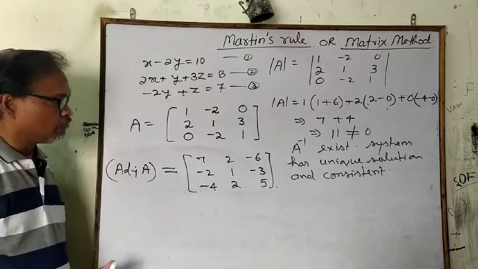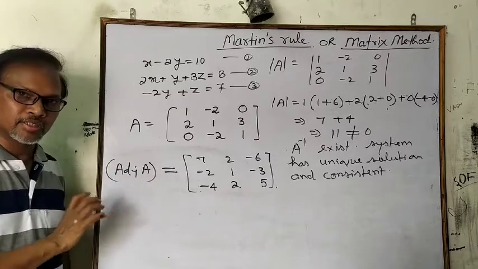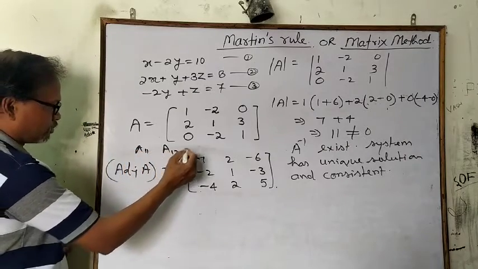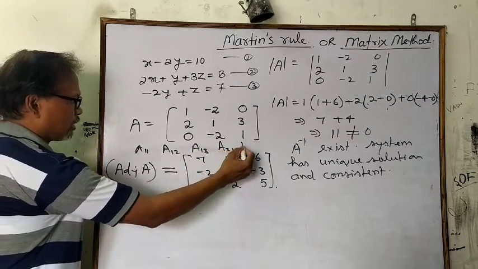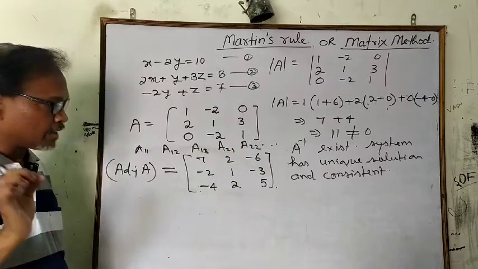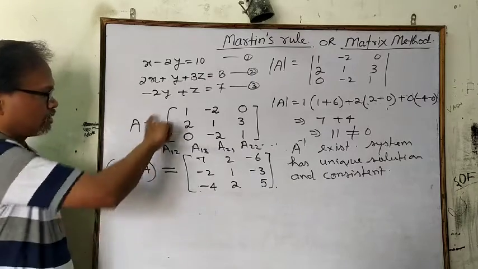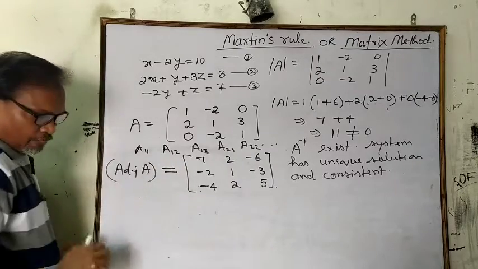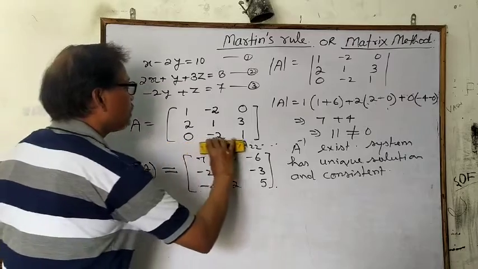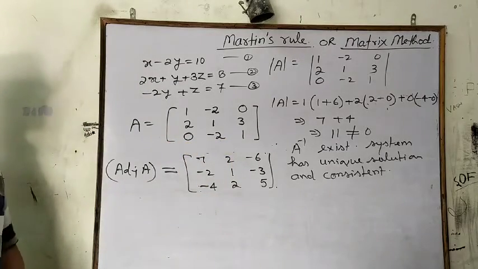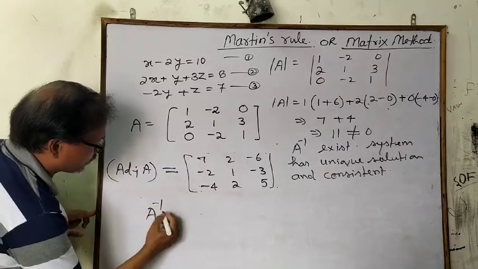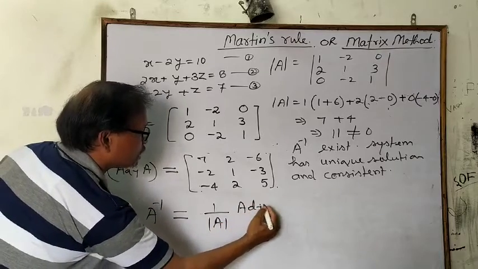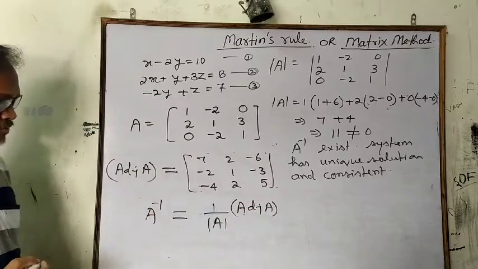Therefore be cautious when you find the cofactors of matrix A, like A11, A12, A13, A21, A22, similarly like this. So there are 9 elements in the matrix. So you will get the cofactors and then the adjoint of A. Thereafter you will find the inverse of the matrix A. How to find the inverse? By using the formula 1 upon mod A into adjoint A. This is the formula for the inverse of the matrix.